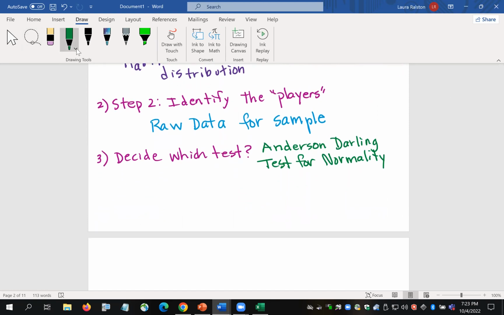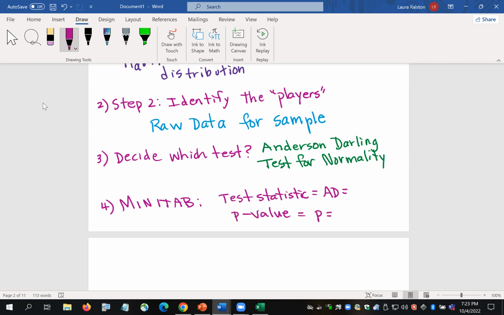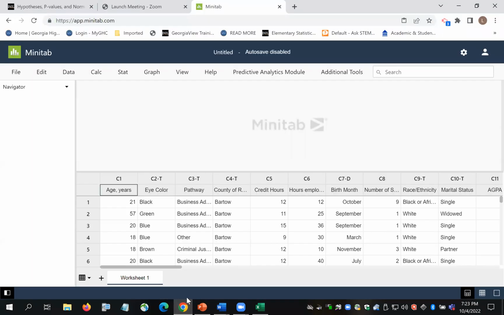Then step 4 is where we got to do our Minitab stuff, because we ultimately need our test statistic, which is the Anderson-Darling, and we need our p-value. So I'm going out to Minitab now to do those calculations. They're on the slides, but here you go.